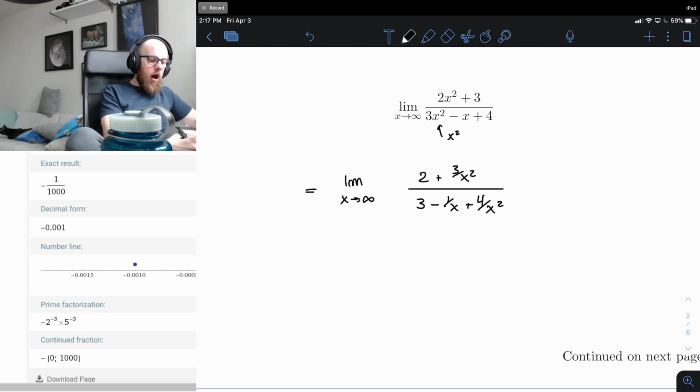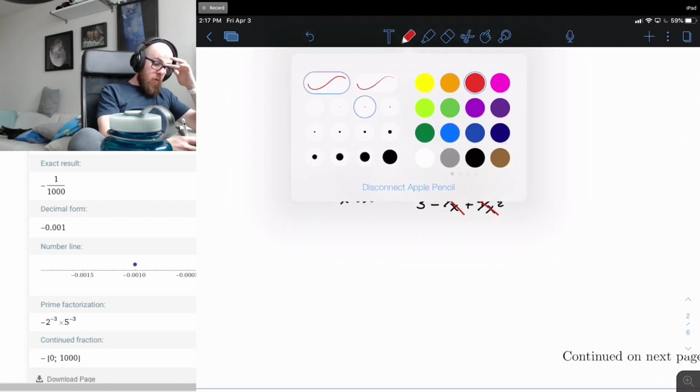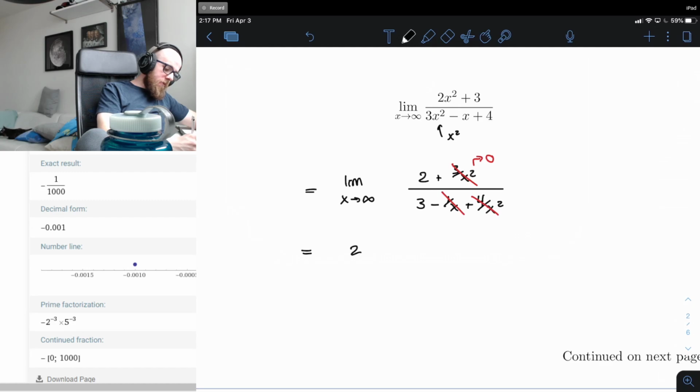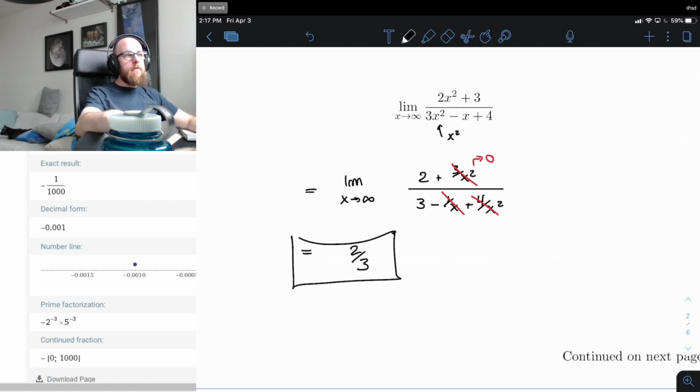Okay, so a lot of these things, because x is going to be a really big number, are just going to drop out to 0, right? And what's left over is just going to be 2 over 3. And that's the limit as x approaches infinity. Okay.